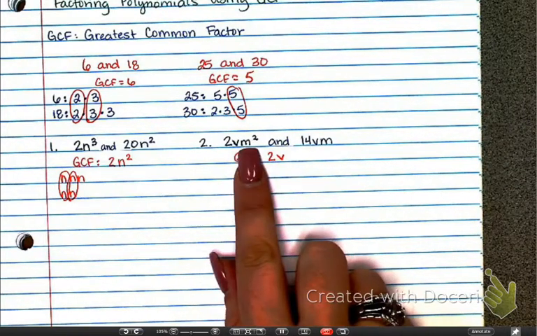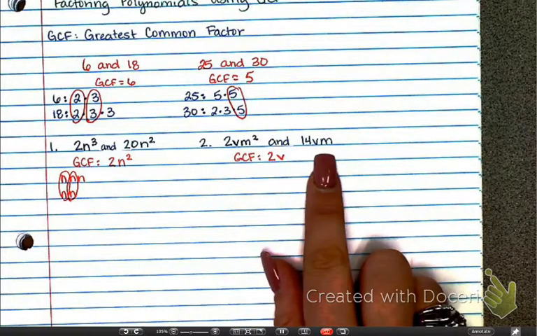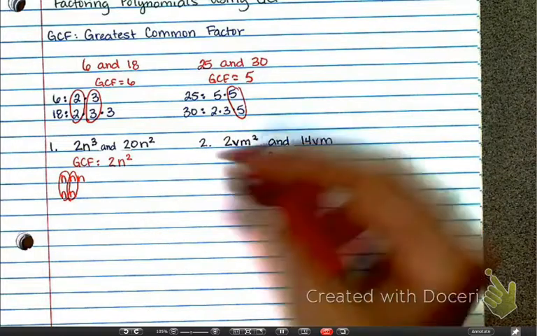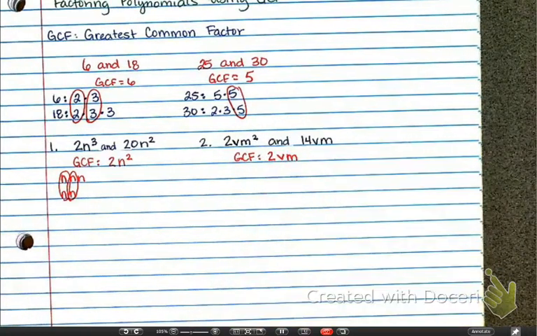This first term has m squared. The second term has m. What do they have in common? 1m. Fabulous.